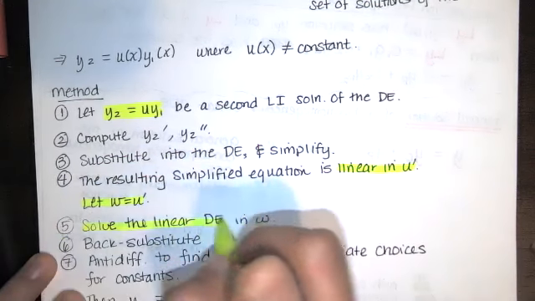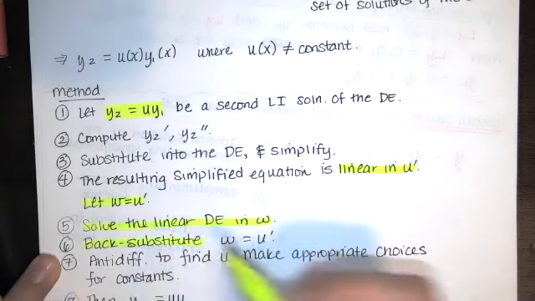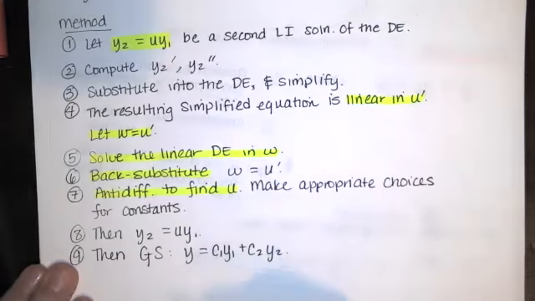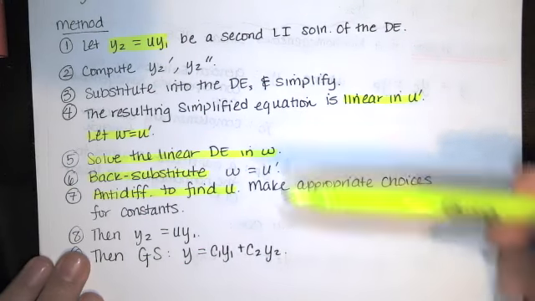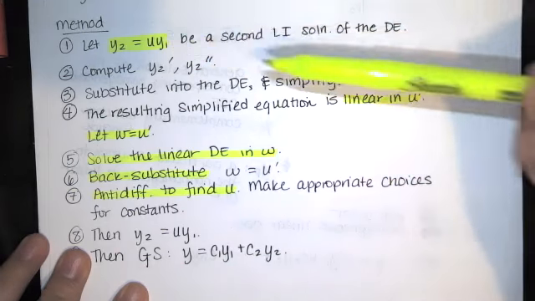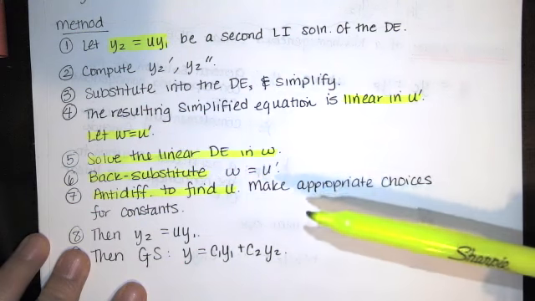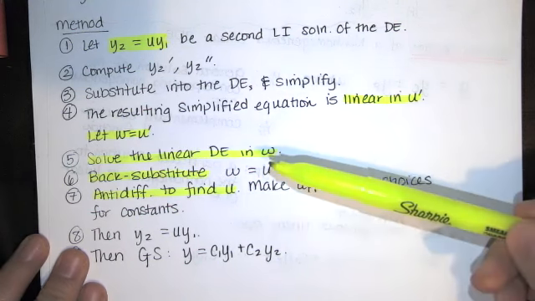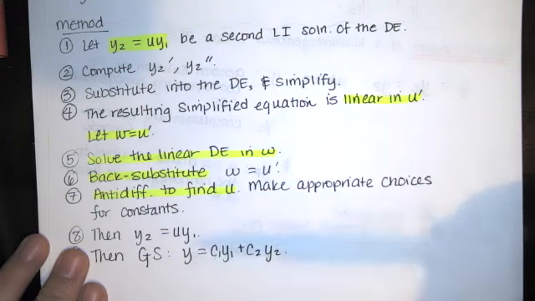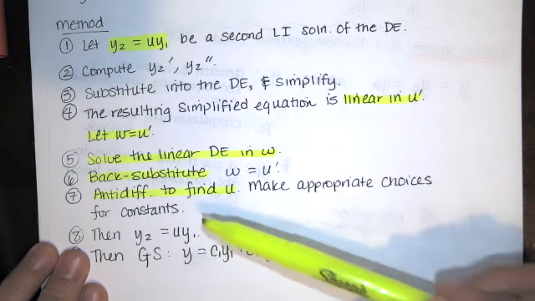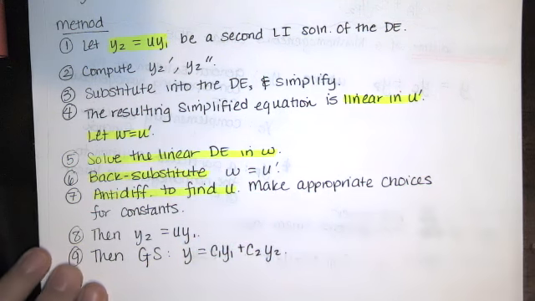And then you're going to solve the linear differential equation in W, you back substitute, you anti-differentiate to get U by itself. And then once you have U, Y2 is U times Y1, and the general solution is C1Y1 plus C2Y2. So it's really making this substitution, which results in the linear equation that we can solve using the integrating factor method, which we've already learned when we studied first order differential equations. Then we back substitute and we anti-differentiate. And then you have to back substitute again to find Y2 and then use Y2 to construct the general solution.